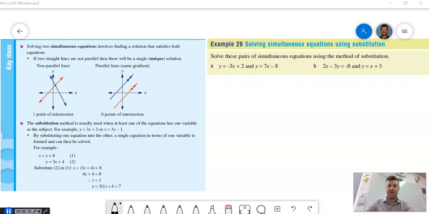Johnson. He's found another rock, but I want to go through a couple of examples on how to solve simultaneous equations using substitution.